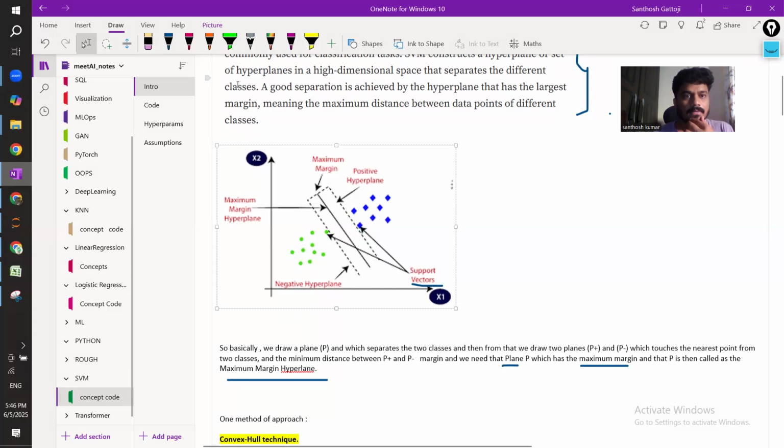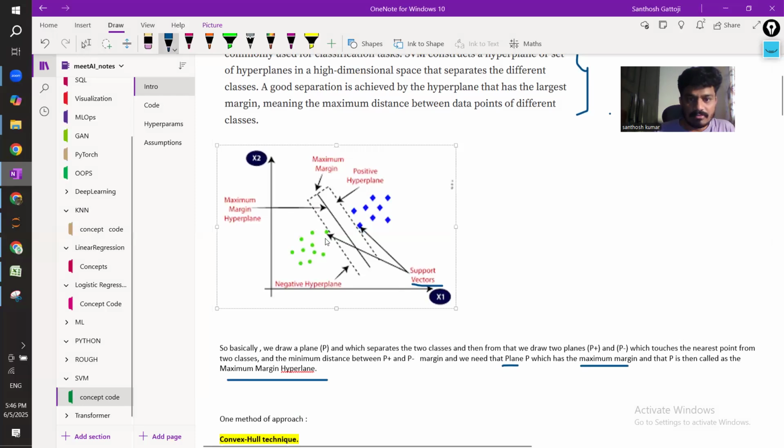What is the exact purpose of again drawing the midpoint between both? Because those support vectors are already the maximum end points, the boundary lines for both classes. So why do we need to draw the midpoint of those two margins? Correct. That's a good question.